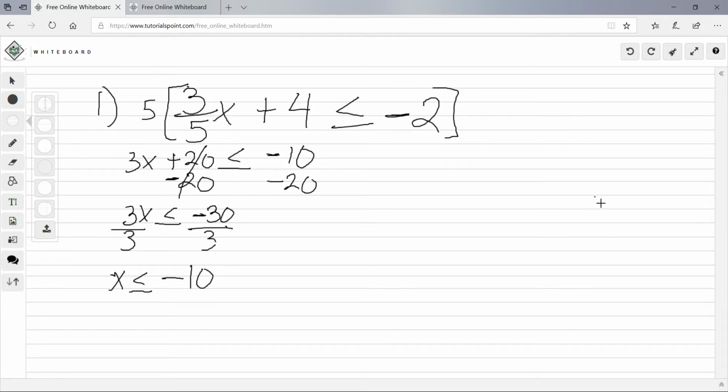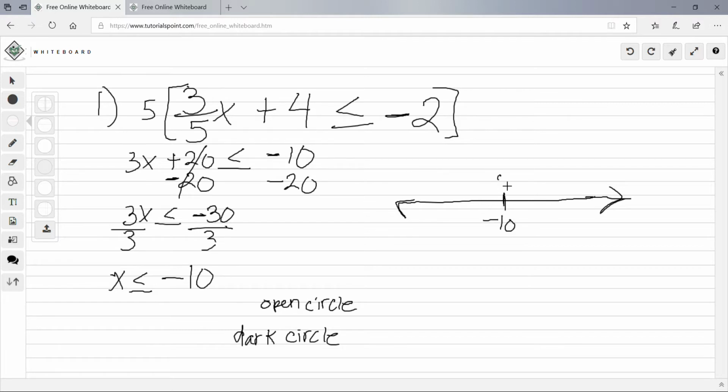How is that going to look on a number line? First determine, is this going to be an open circle or a dark circle? Just remember, a dark circle has an equal sign, and an open circle does not have an equal sign. So here's -10. It's going to be a dark circle because it has an equal sign. And then you figure out which way it's going. So less than goes this way.